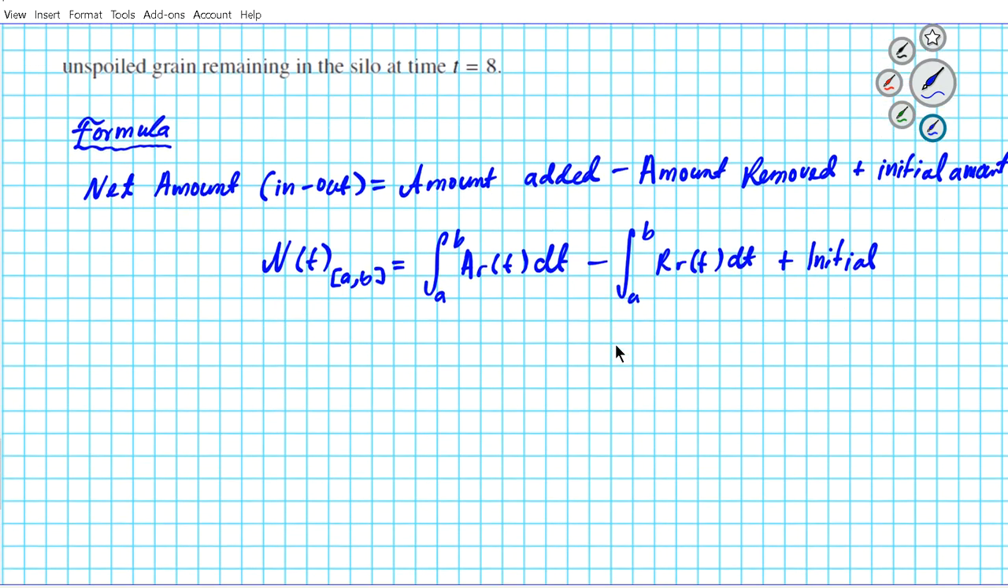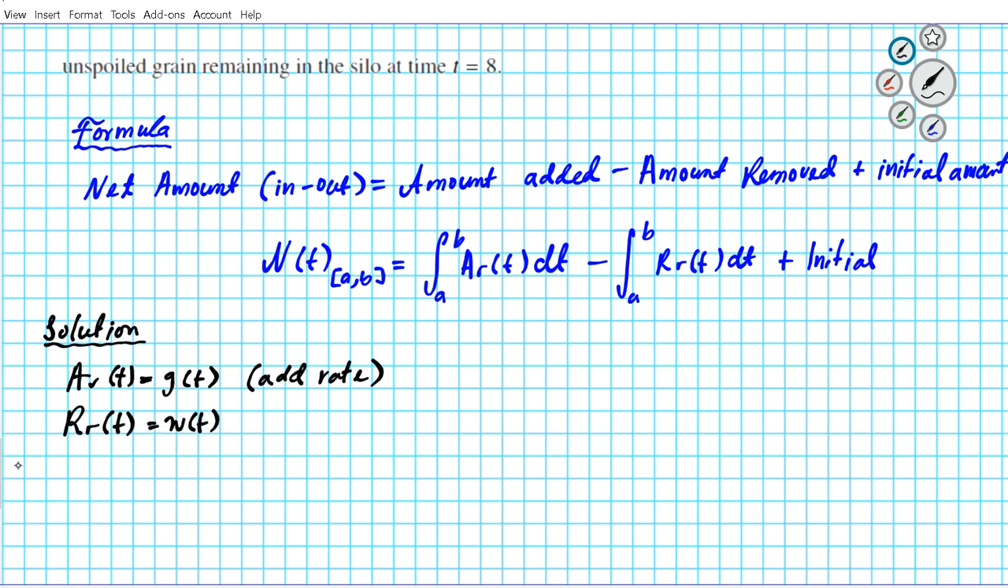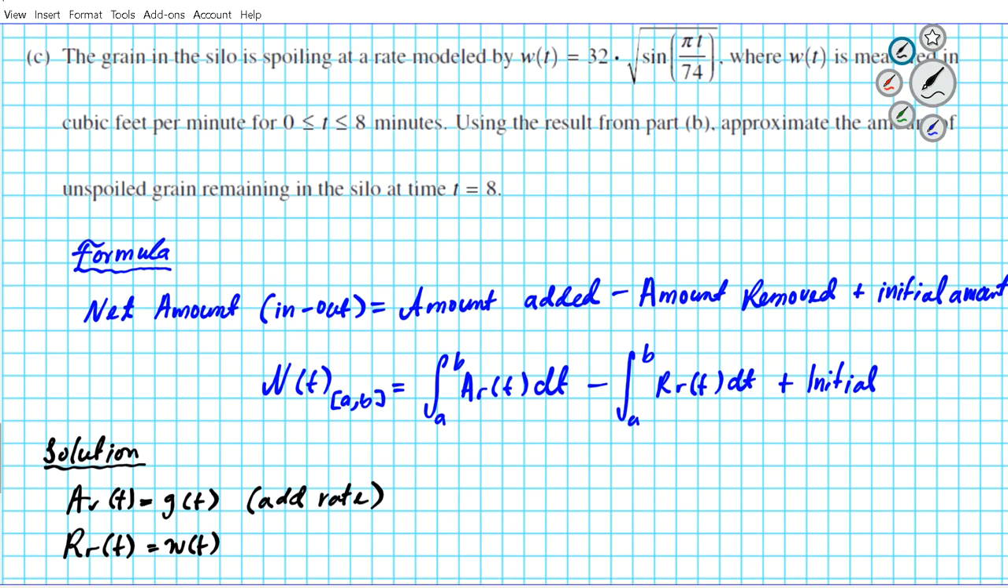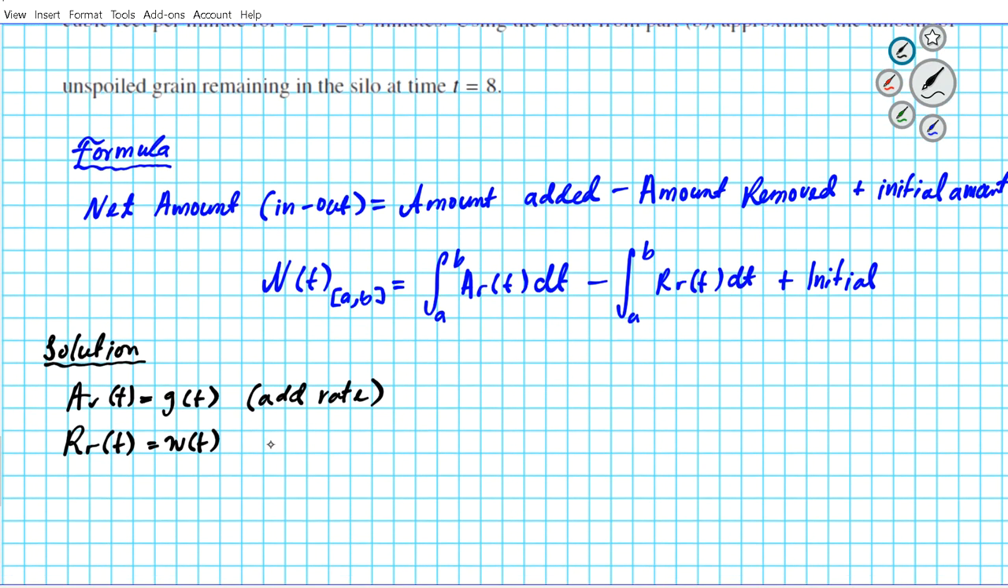Now let's go ahead and specify exactly what each of the components mean. Let's write it down. The solution is as follows. Let's say A sub r of t is basically g of t, and this is the add rate. And then R sub r of t is this new function that was introduced to us, W of t right here. This is the removal rate. In this case, removal rate basically means it's getting spoiled or rotten. So removal rate.